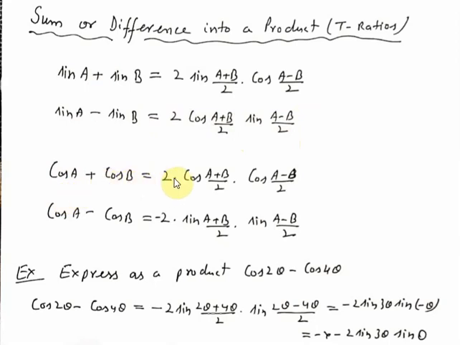Cos A plus cos B equals 2 cos (A plus B) upon 2 into cos (A minus B) upon 2. Cos A minus cos B equals minus 2 sin (A plus B) upon 2 into sin (A minus B) upon 2. So we are observing that in case of sine, different trigonometric ratios come: sine, cos, cos, sine. If plus sign is there, then sine comes first. If minus sign is there between sin A and sin B, then cos comes first.